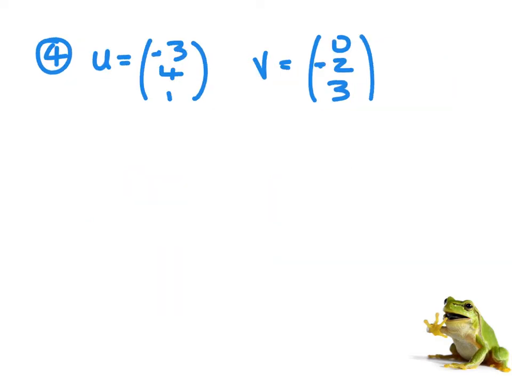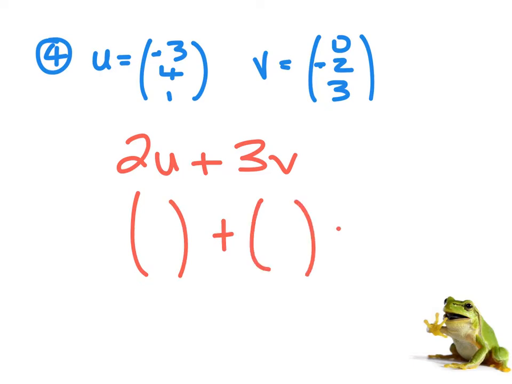Question 4, vectors. Two vectors are given to you, u and v. You simply have to work out what 2u add 3v is. So that just means that you've got 2 of this vector here. So 2 of negative 3, 2 of 4, 2 of 1. And then you've got 3 of this vector, 3 zeros, 3 negative 2's, 3 3's. Just make 2 new vectors, add your numbers together to get your final answer.